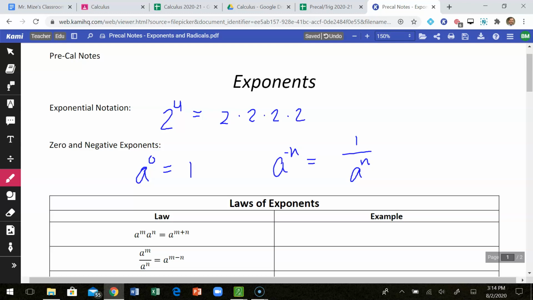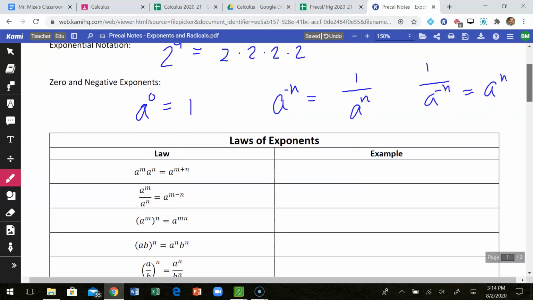If you have a negative on the bottom, so for example, if I had 1 over a to the negative n, then that can simply come back to the numerator and become a positive n. Okay, so 0 exponent, whatever the base is, doesn't matter, it becomes 1. If I have a negative exponent, you move it from where it's at, so if it's in the numerator, put it in the denominator and make it a positive exponent.